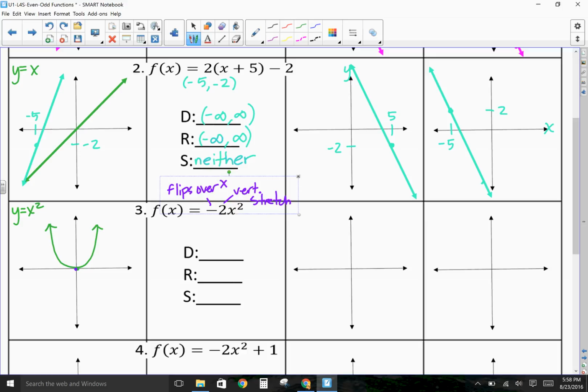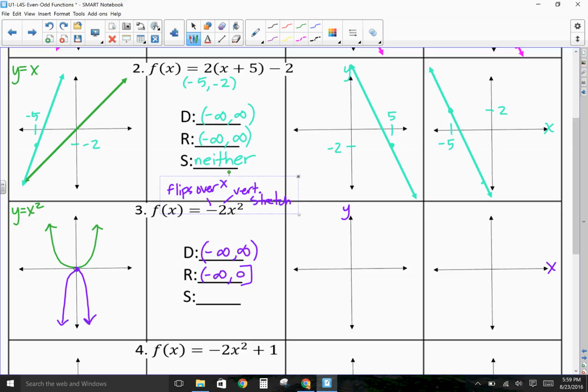So this (0, 0) point stays the same. So you draw your parabola down, but make sure that it's skinnier than whatever you drew for your parent function. Now, my domain is still negative infinity to infinity. My range, however, the lowest point that I have here is negative infinity, and the highest point is 0. Okay? We're flipping over the y. We're flipping over the x.